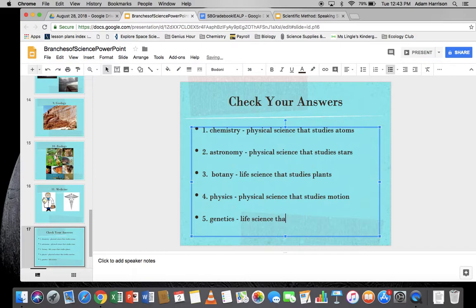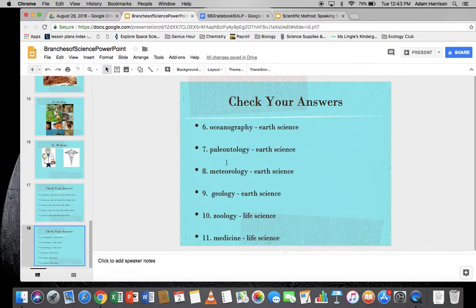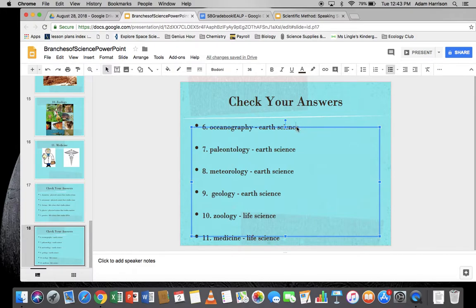Genetics is a life science that studies DNA. Oceanography is an earth science that studies oceans. Paleontology is an earth science that studies fossils, old bones. Meteorology is an earth science that studies weather. Geology is an earth science that studies rocks. Zoology is a life science that studies animals, not zoos. Medicine is a life science that studies health.